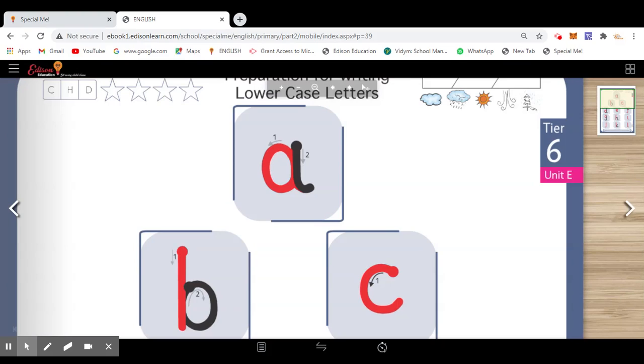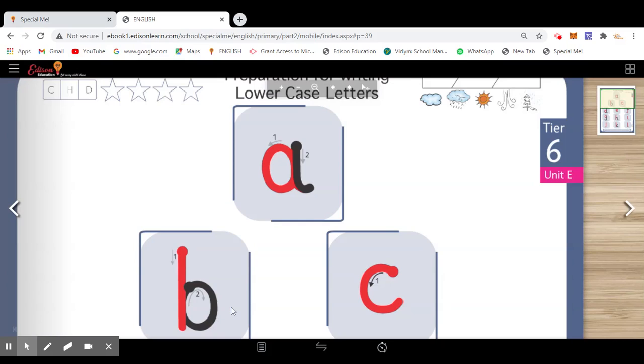So B is a phonic sound of letter B. And now you have to trace it with the help of your finger. So you have to start from the top, and first of all you have to make a standing line and then a curve in opposite direction. Right? So this is a letter B, and B is a phonic sound of letter B.